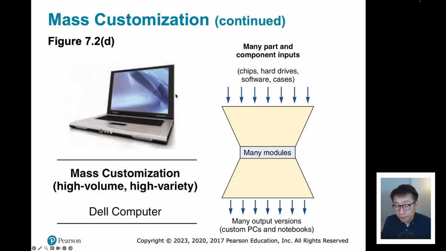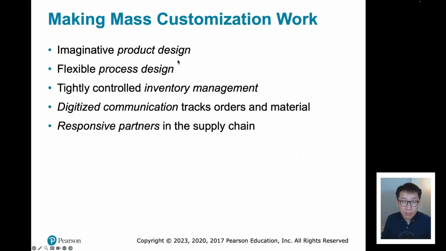So there are advancements in technologies nowadays that allowed us to make progress toward true mass customization. Some of the technologies and techniques, the supply chain techniques that we rely on to achieve those include very imaginative product design, very flexible process design, and tightly controlled inventory management, digitized communication to track orders and materials, responsive partners in the supply chain, and things like that.